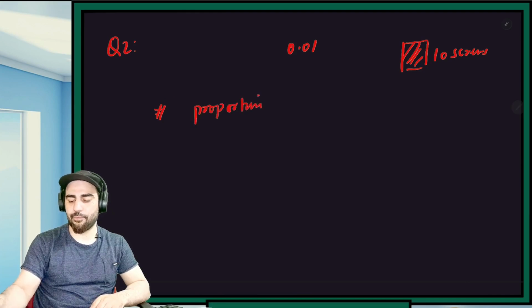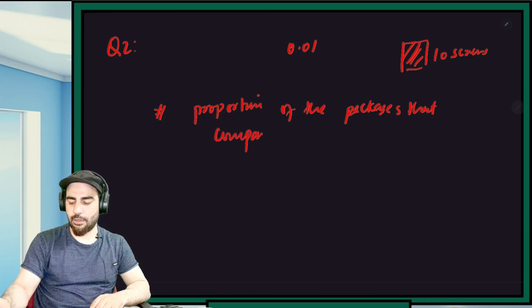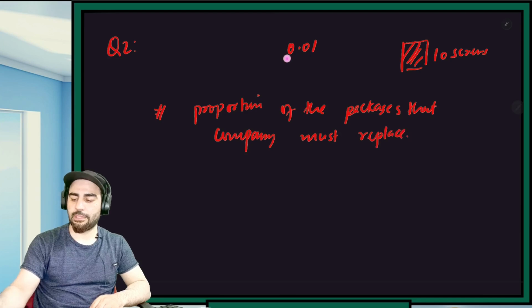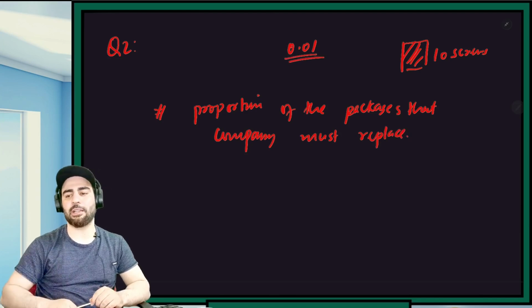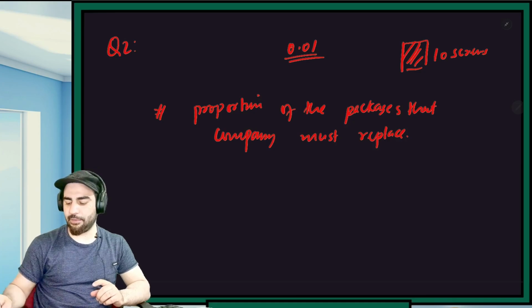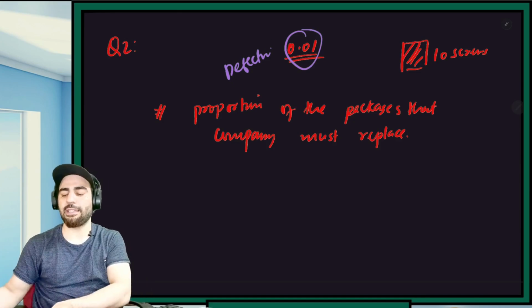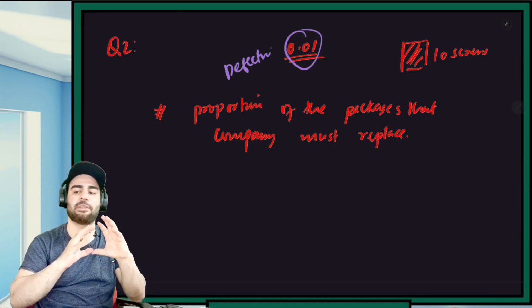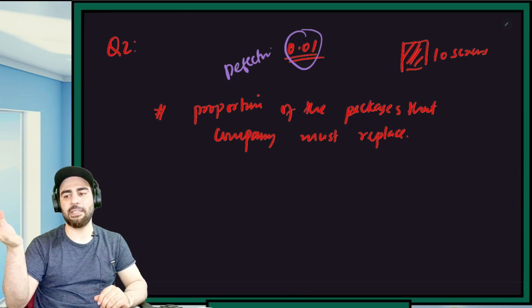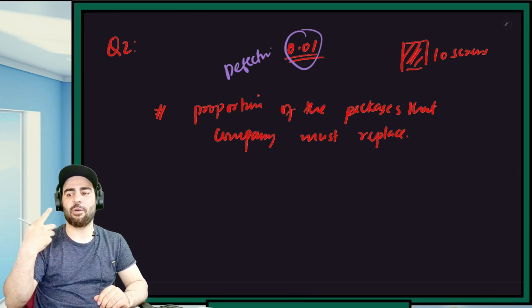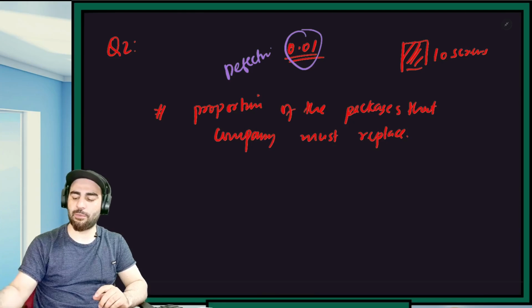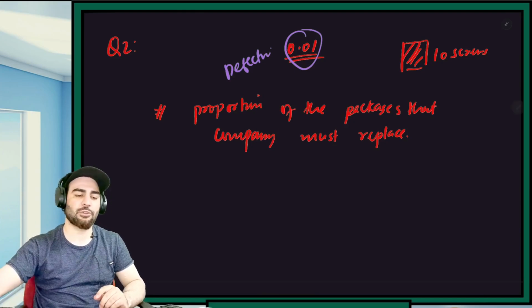So you have to tell me the proportion of the packages that the company must replace. This is the defective rate. Screws produced by this company will be defective with this probability, and the packages have 10 screws in each of them. So they are offering a replacement, money back guarantee, if at most one screw is defective. So what percentage or proportion of the packages should the company replace?